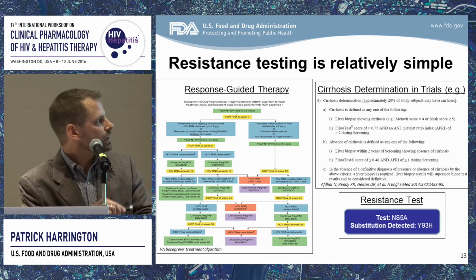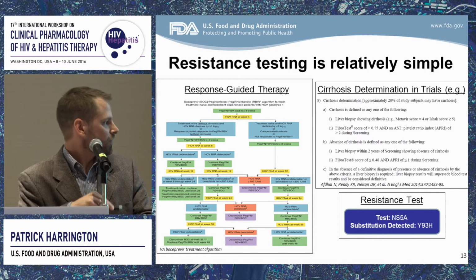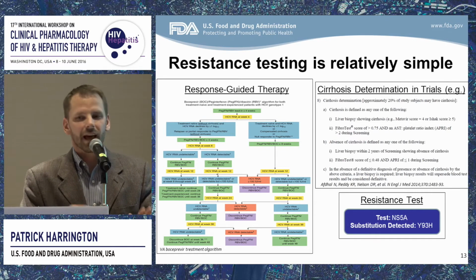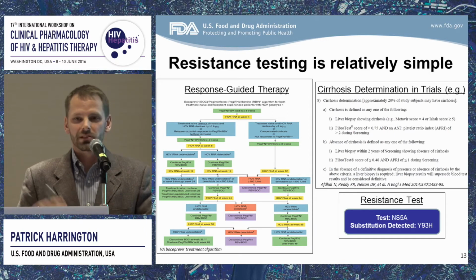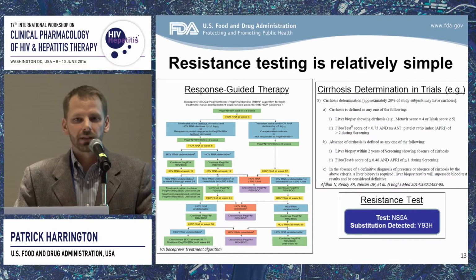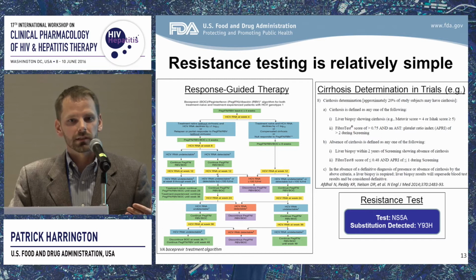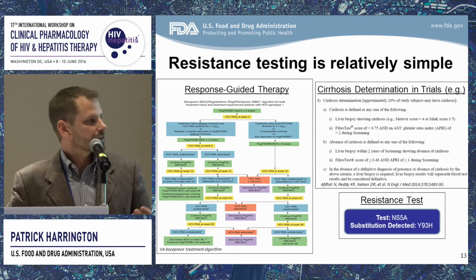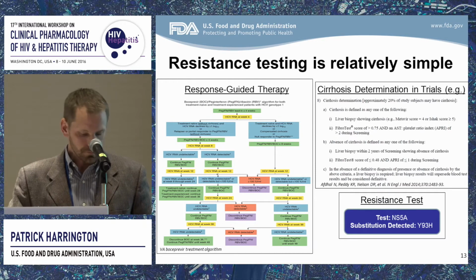So this is a real treatment algorithm from the days of Grazoprevir from the VA. That's really complicated. Cirrhosis determination also, which is used today, of course, to guide treatment, is also quite complicated, and it's not well standardized, and there is some subjectivity going into cirrhosis determination, yet it is used to guide treatment decision-making all the time. So I think, relatively speaking, resistance testing is really not all that complicated.